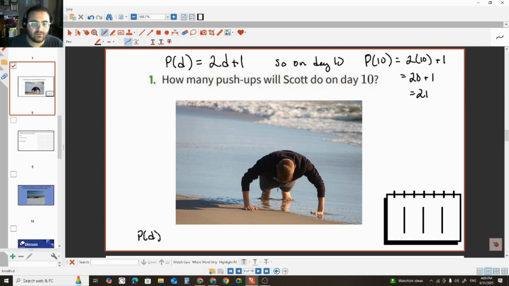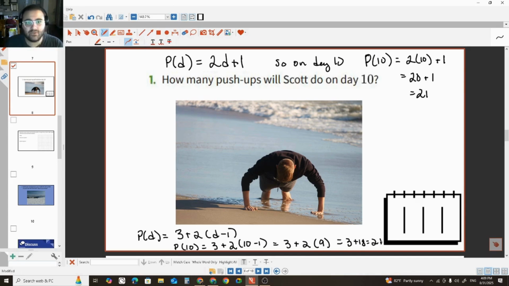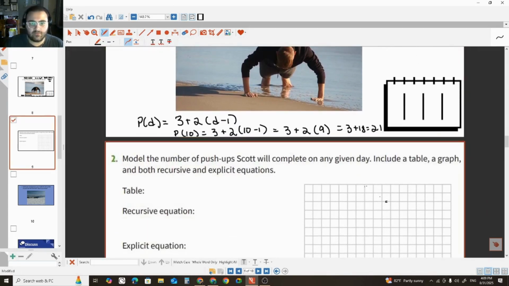We could also use the first explicit equation that we found, which I believe was 3 plus 2 times d minus 1. So P of 10 is equal to 3 plus 2 times 10 minus 1. Well, that's 3 plus 2 times 9, which is really just 3 plus 18, which is indeed 21. So both methods work. Just be careful: do your parentheses, then multiply by 2, then add 3.